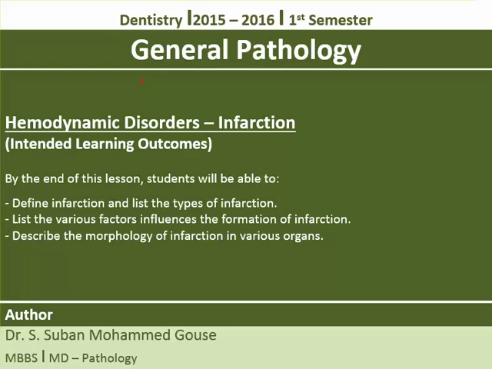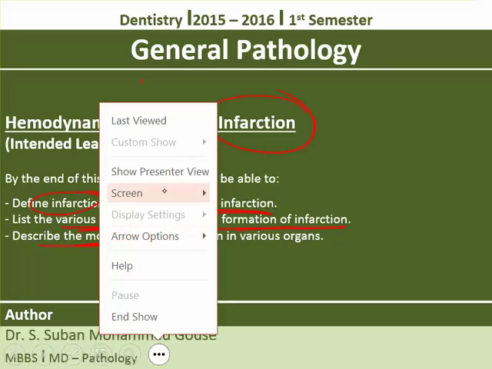Now coming to the lecture, as I said in the starting, it is very important. When you face it, it will be an emergency situation. So the topic here is called infarction. After this lecture, you will be able to define infarction, list the types of infarction, describe the factors that can influence the formation of infarction, and describe the morphology of infarction in various organs. Before starting, let us discuss certain basic concepts.